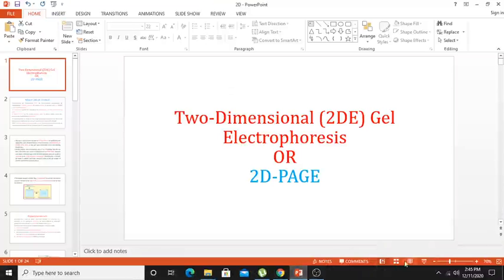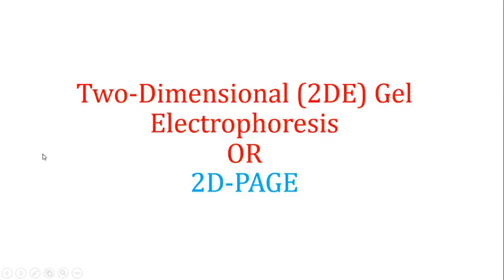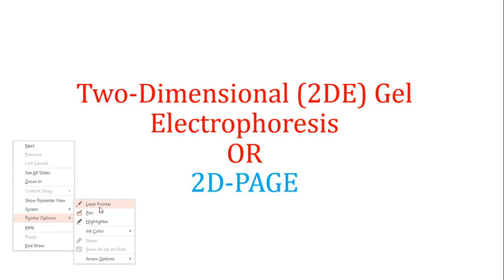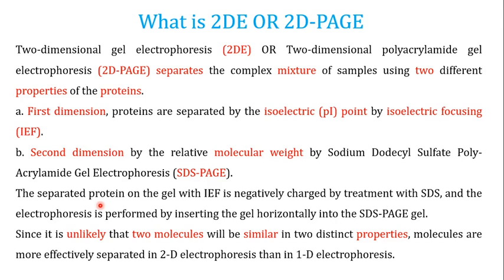Welcome back to this next video, and in this video we are going to talk about two-dimensional gel electrophoresis. So the first thing is, what is two-dimensional gel electrophoresis? Two-dimensional gel electrophoresis, also known as 2DE, is two-dimensional electrophoresis.